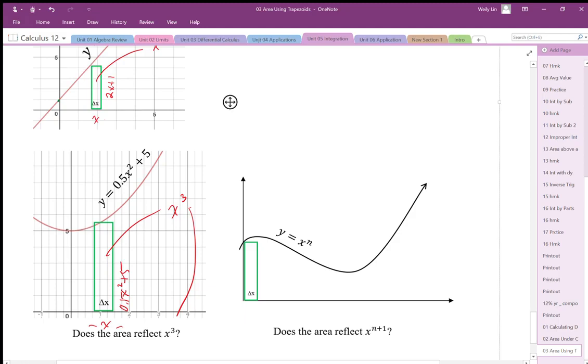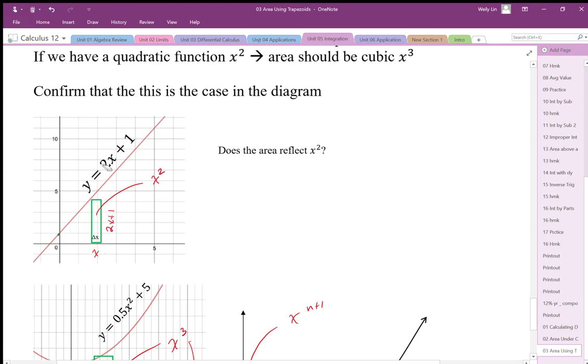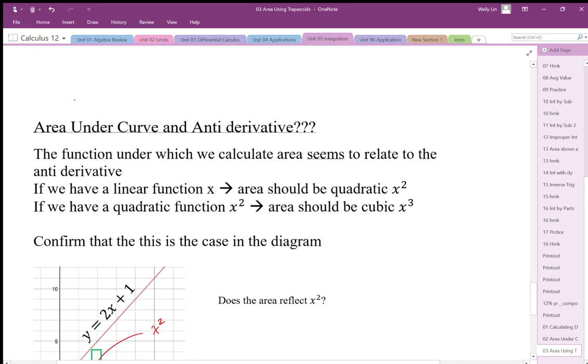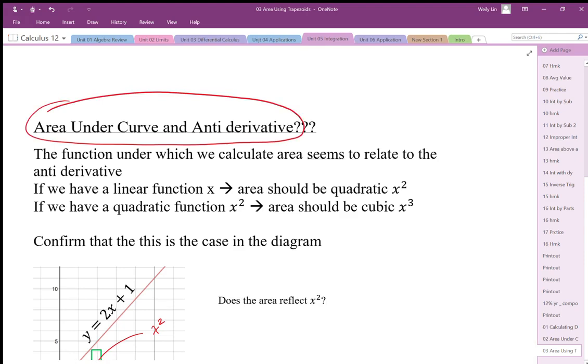Same thing here. If this is an x to the n height and an x width, this must have an x to the n plus 1 area. And the x to the n plus 1 area is the antiderivative. The x cubed area is an antiderivative. The x squared area here is an antiderivative. There is definitely something going on here. The area under the curve and the antiderivative, I don't know, question mark, they're definitely related. There's something going on with that, and we want to really look further into that.